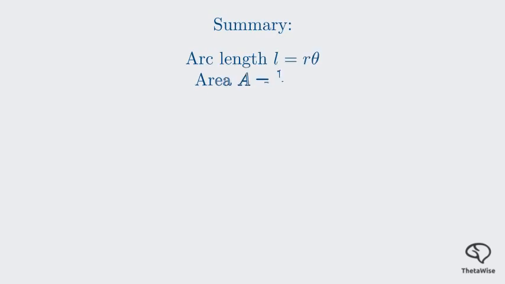In summary, we have now achieved our objective of finding arc length and sector area. By using angles in radians, we use the simple and elegant formulas L equals rθ and A equals 1/2 r squared θ. Always double-check that your angle is in radians before applying these formulas.